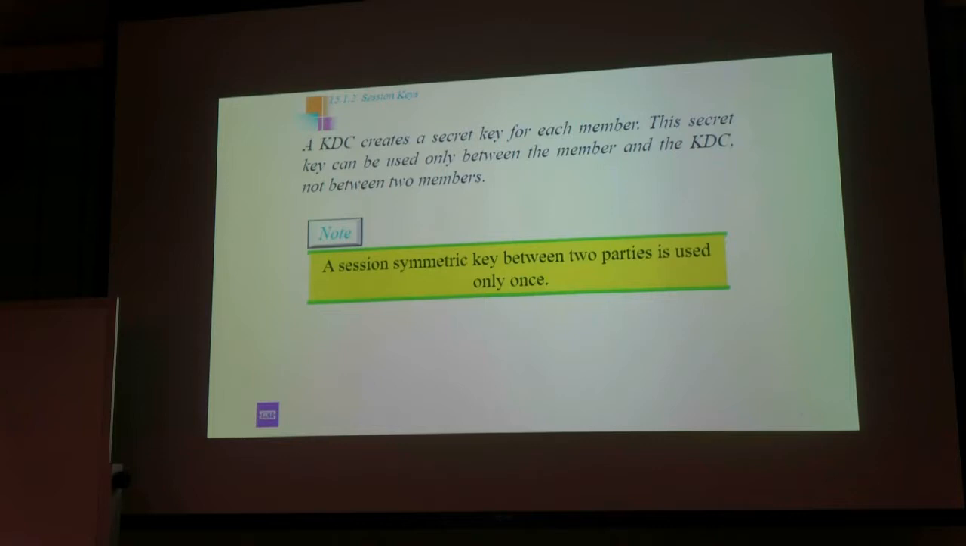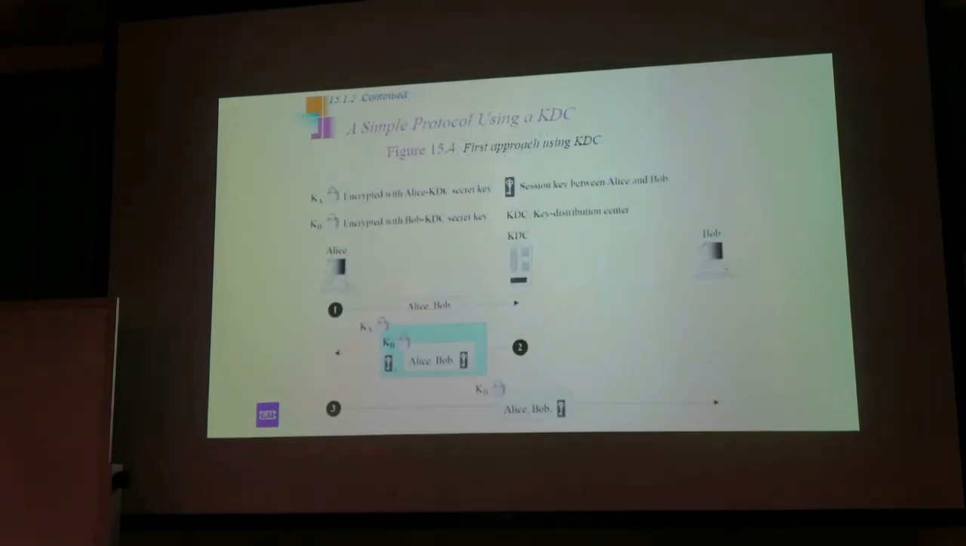So a session symmetric key between two parties is used only once. Whenever there's a communication, that we call a session, and it has to be a secure session, you have to create the key. Who creates the key for you? The KDC. The KDC creates the key and informs you and the partner you try to communicate with, somehow. Okay?